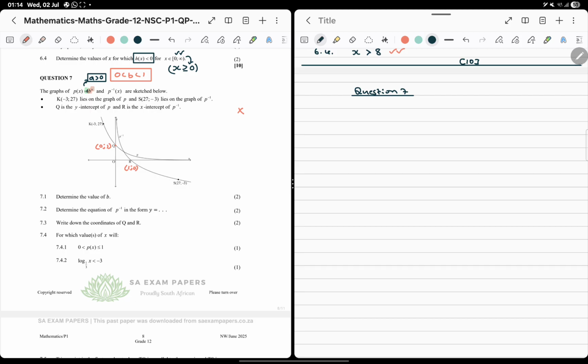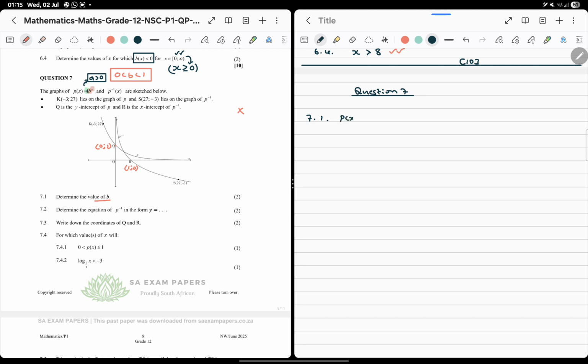Great stuff. So k with minus 3 and 27 lies on the graph of p, and s lies on the graph of the inverse. Now q and r are the y-intercept of p, and the x-intercept of the inverse. Nice and easy. Okay, guys, we can just go and kill it now. Determine the value of b. So we expect it to come out positive.